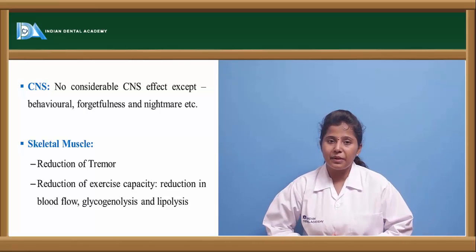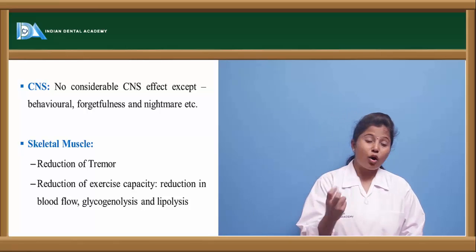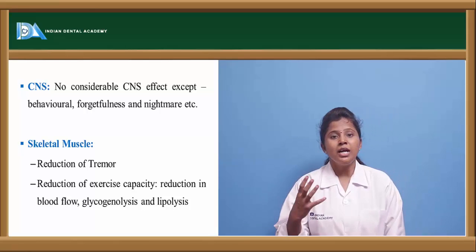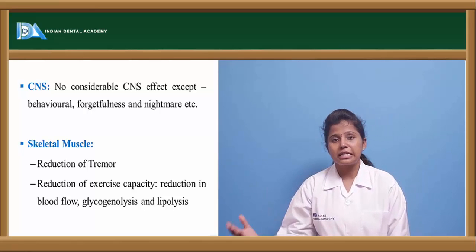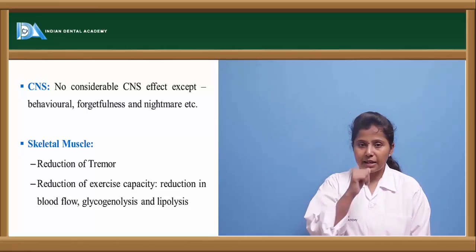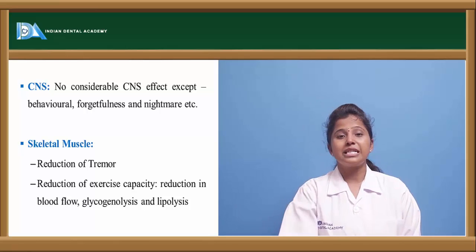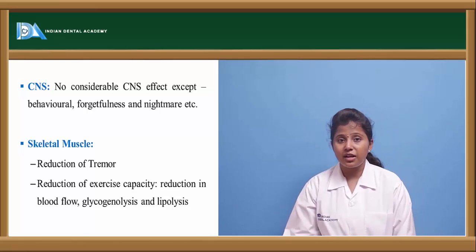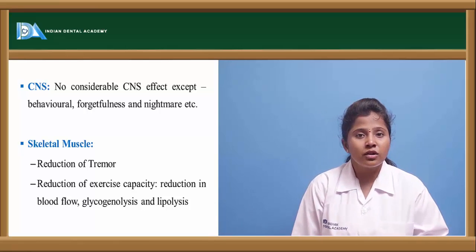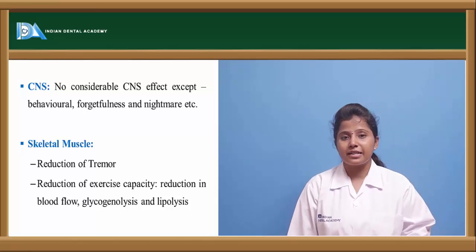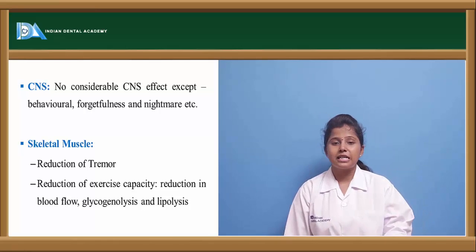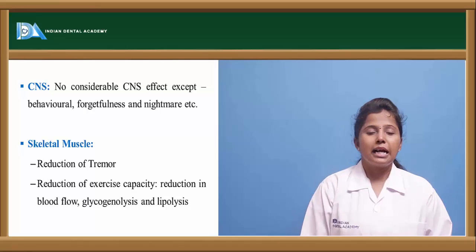The skeletal muscle development can be altered. The contraction of the skeletal muscle can be reduced. So this is the appropriate word we can use: the contraction and relaxation of the skeletal muscle can be altered, or reduced, and there will be reduction of exercise capacity, as these beta receptor antagonists have less oxygen consumption levels. If the oxygen consumption is not good, then we won't be able to do massive exercise. So there will be reduction of exercise capacity, where it causes decreased blood flow, and it causes glycogenolysis.